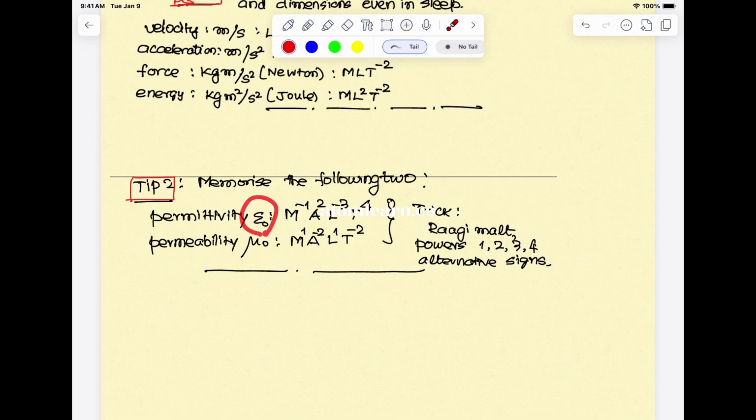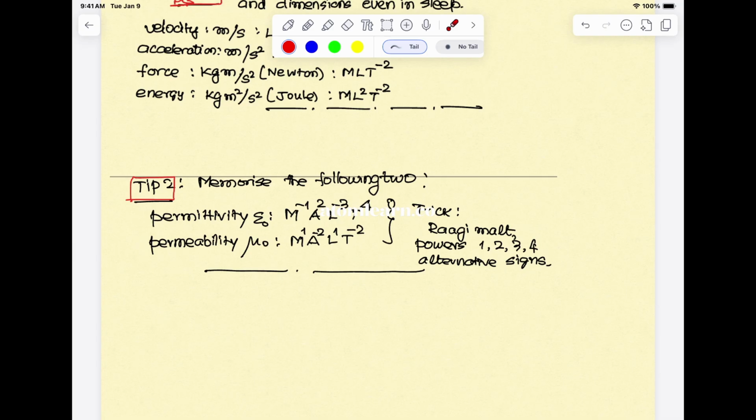Right. Now take permittivity, and the dimensional formula is going to be like this: M power minus 1, A power minus 2, A power 2, L power minus 3, and T power 4. Usually, whenever we write this ampere dimension, we write it last. Normally it is MLT that we finish, and then write the ampere dimension.